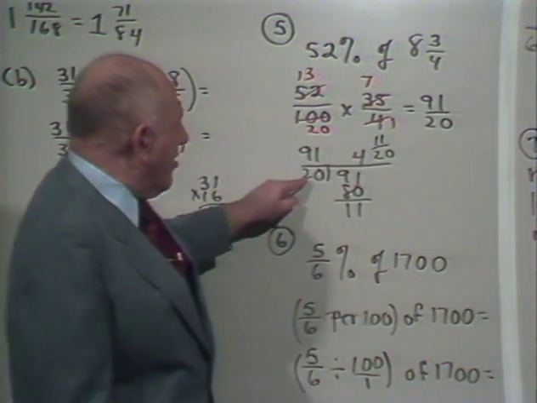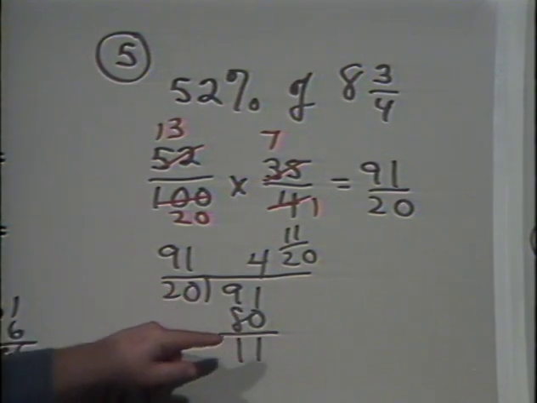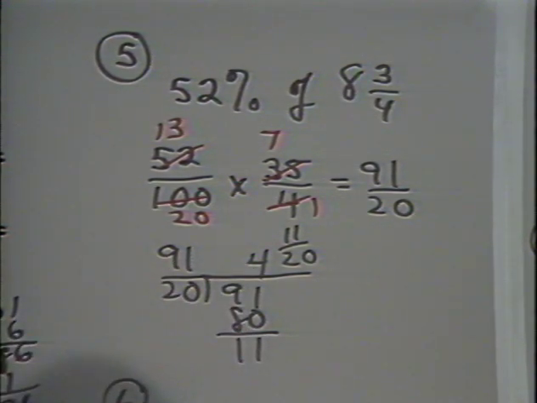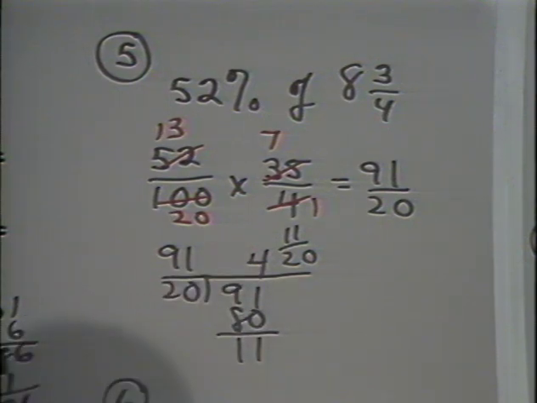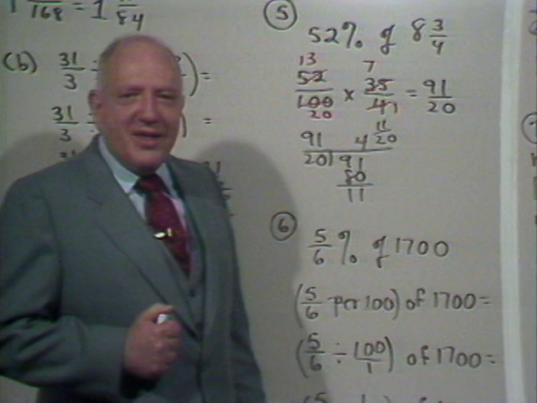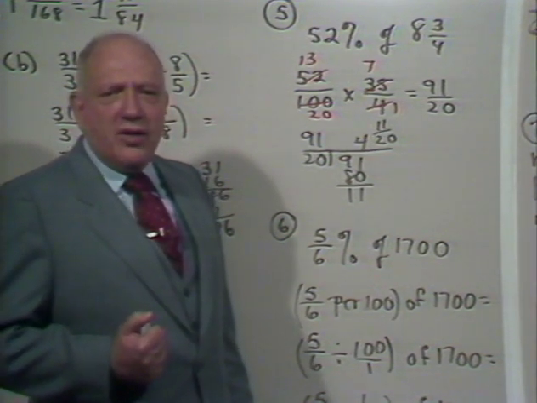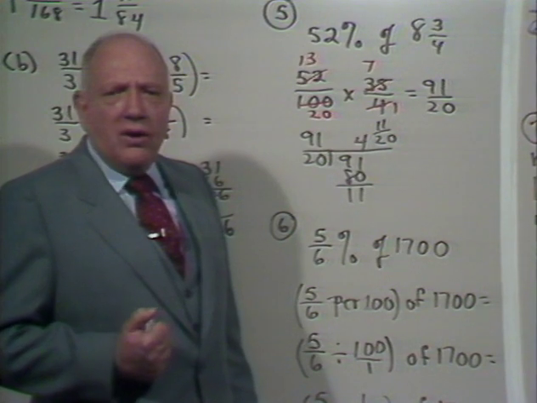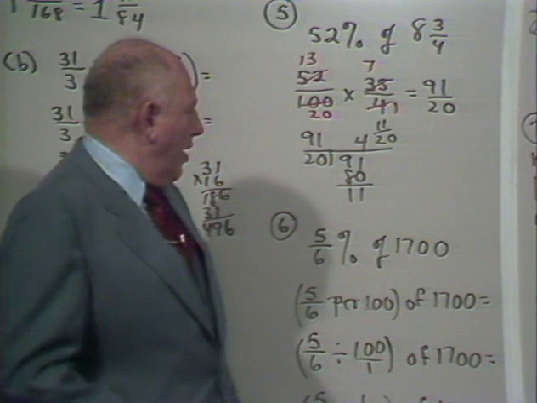And now to get the answer as a mixed number, we simply divide what? 20 into 91. 20 goes into 91 4 times. 4 times 20 is 80. 80 from 91 is 11. The remainder is 11. The answer is 4 and 11 twentieths. And what was our guess? 4.5. And 10 twentieths would have been a half. So we're off by 1 20th. Pretty reasonable expectation on this.